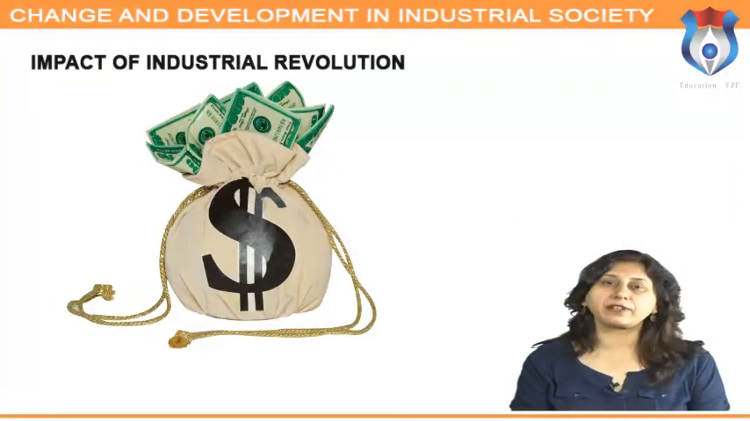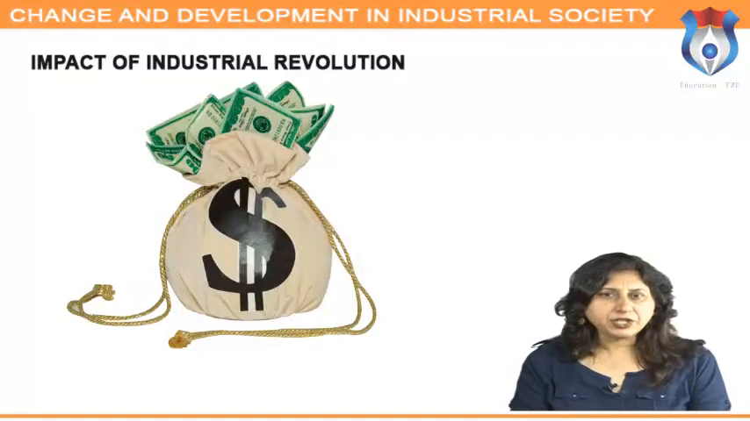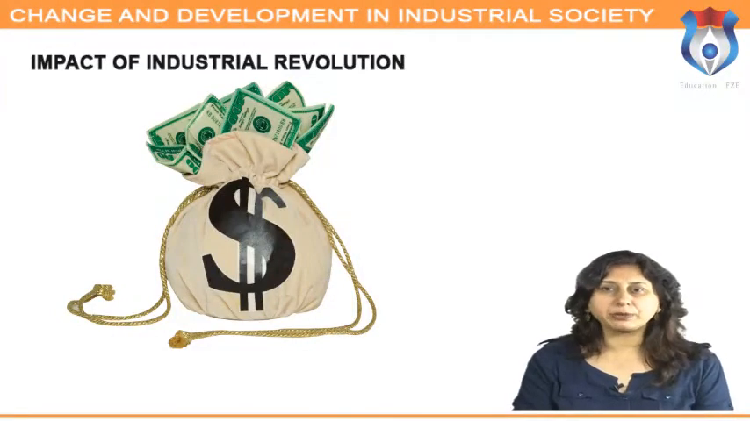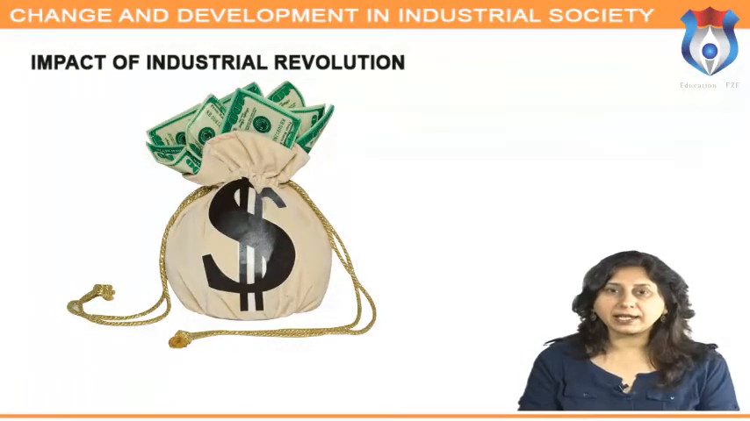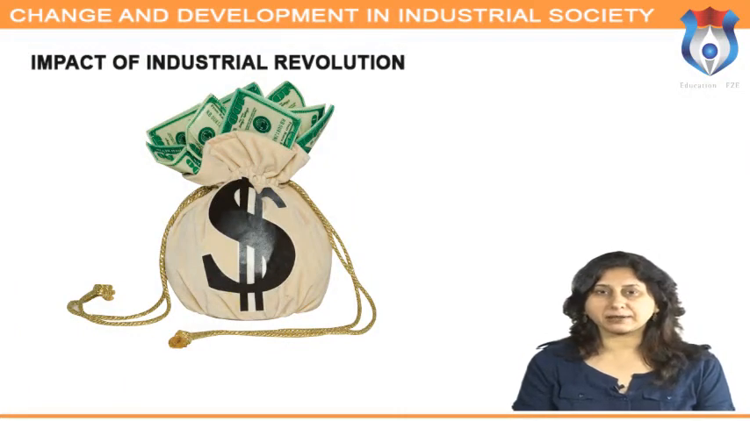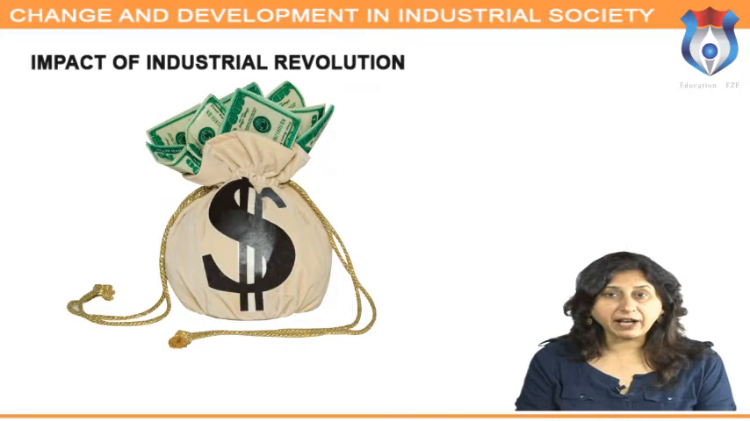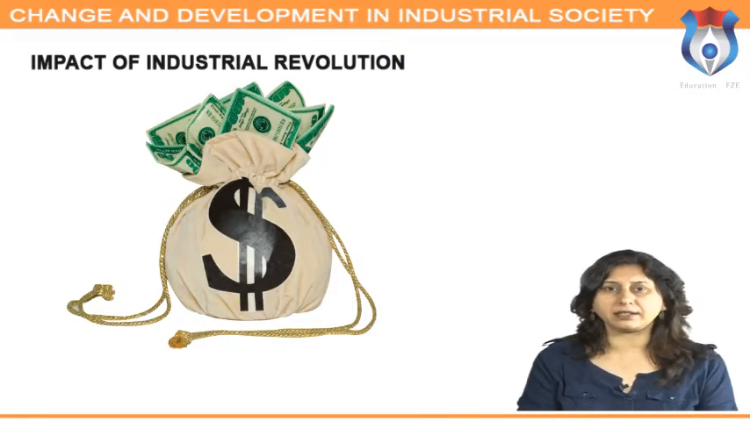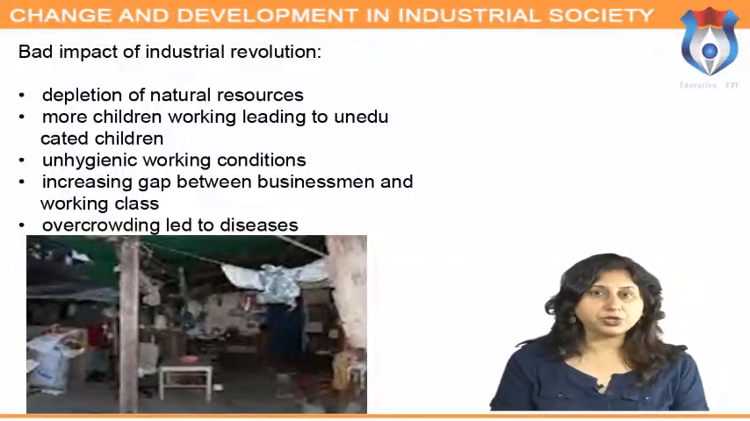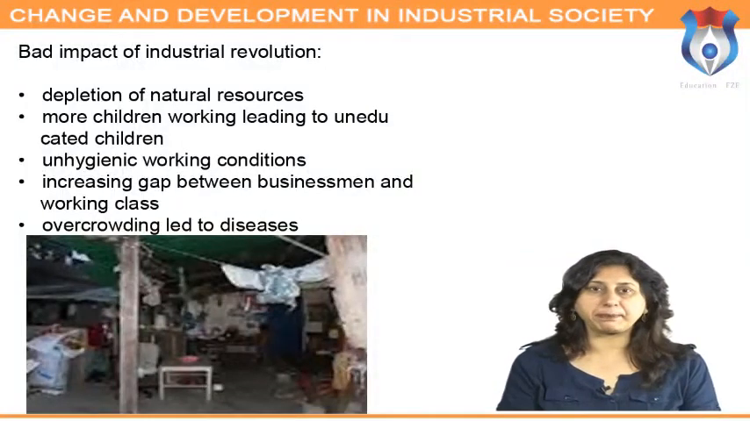Impact of Industrial Revolution. The Industrial Revolution, which started with Britain in the 1700s, spread all over the world, beginning with the United States. But environmental hazards caused by it could be seen years later. The Industrial Revolution had good and bad impacts.